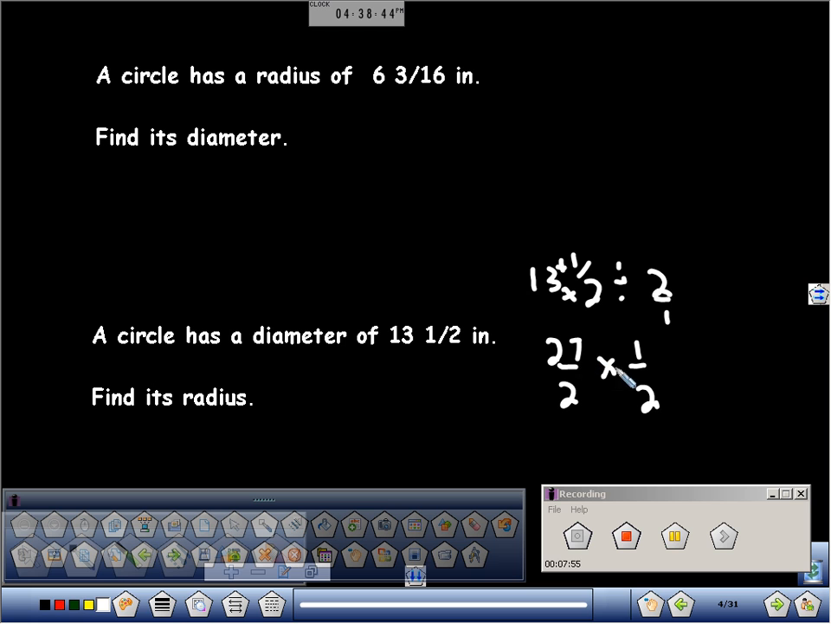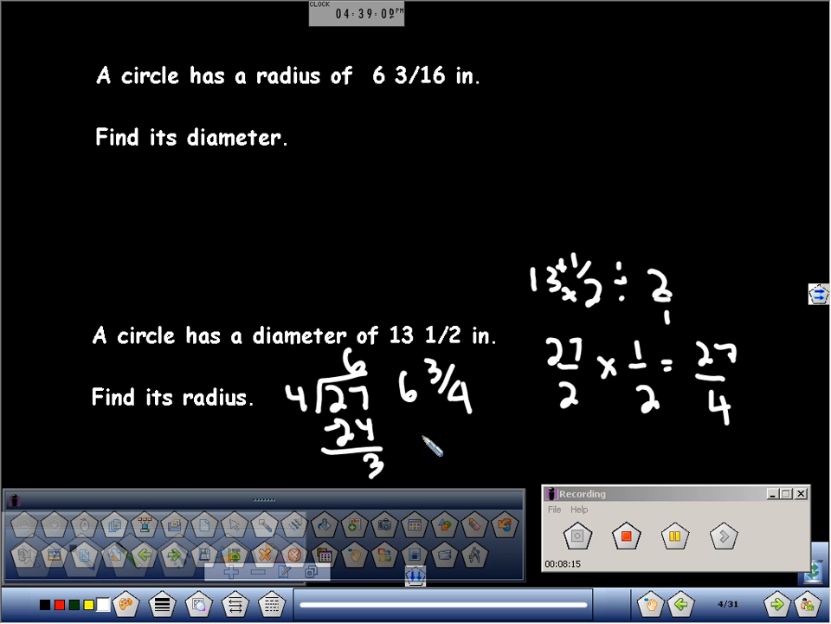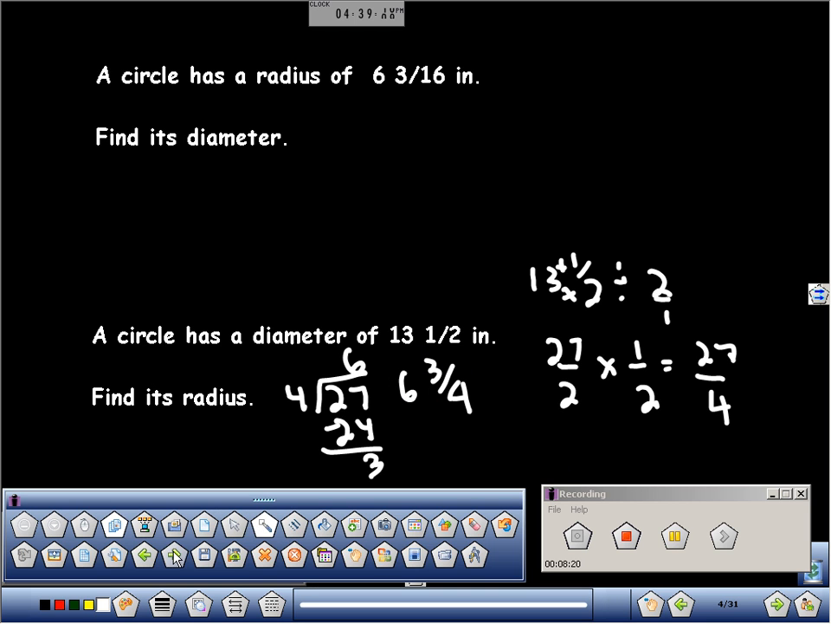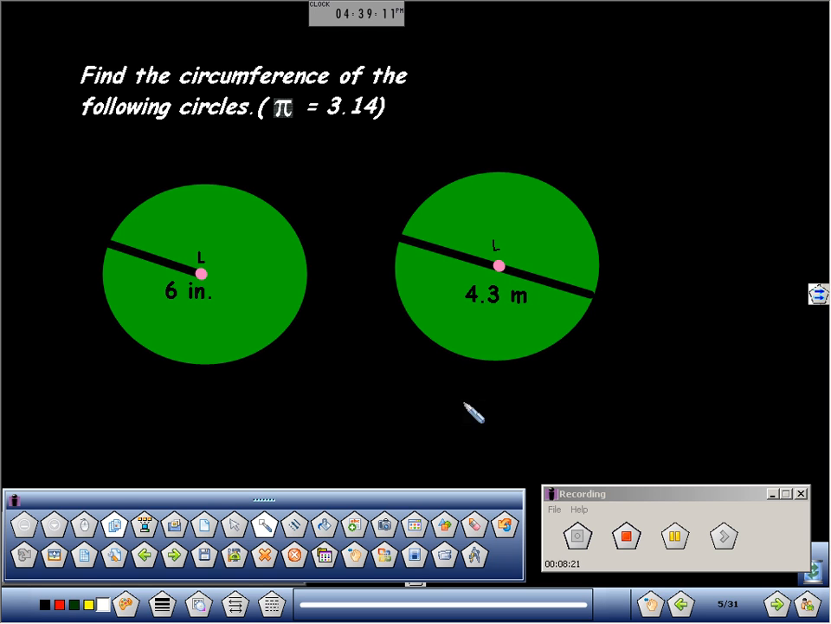So now you go 27 times 1, which is 27, and 2 times 2, which is 4, and let's not leave it as 27 over 4. We're going to divide 4 into 27. 4 goes into 27 6 times. 6 times 4 is 24. And subtract, we get 3, so our answer would be 6 and 3/4. So 6 and 3/4 is half of 13.5. Remember, you can pause this video at any time or you can rewind to go back and look and see what I did.